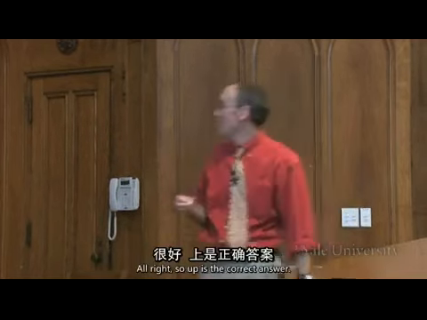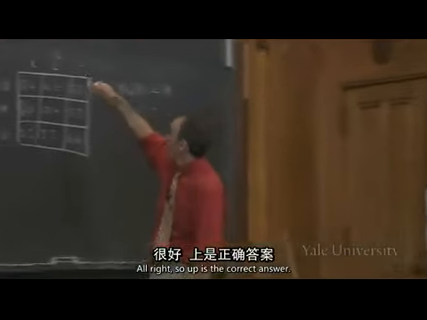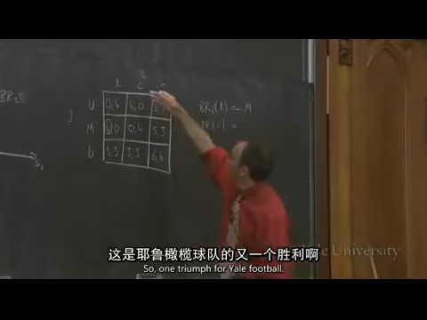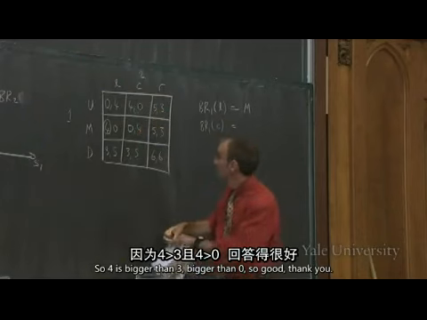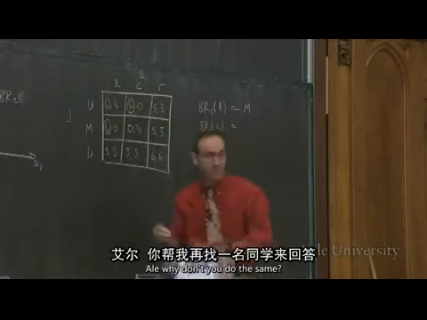Here we go. Up. All right, so up is the correct answer. All right, so that's one triumph for Yale football. Okay, so all right, so 4 is bigger than 3, bigger than 0. All right, so good. Thank you.